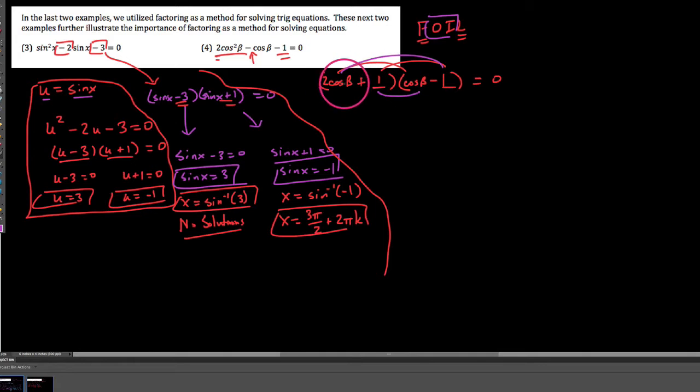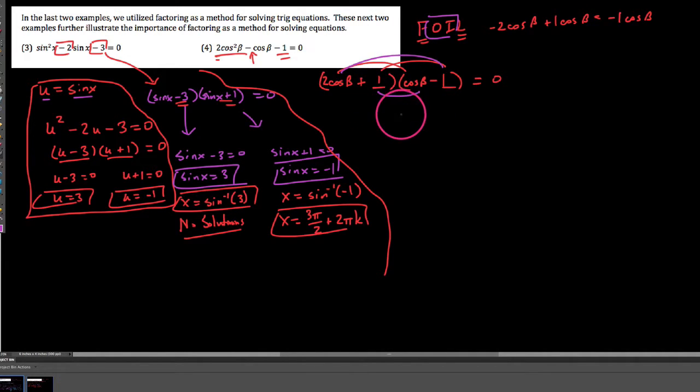And if we were to do that, we get 2 cosine beta times a negative 1, which would be a negative 2 cosine of beta. And we get a 1 times a cosine of beta, which is a positive 1 cosine of beta. When we add these together, we get a negative 1 cosine of beta. And so looking back at our original expression, we could see that, yes, that's actually what we wanted to get in the middle there. Now, if we hadn't gotten this, the idea would have been, well, maybe we switch the positive and negative around and check our outer and our inner again to make sure it works.